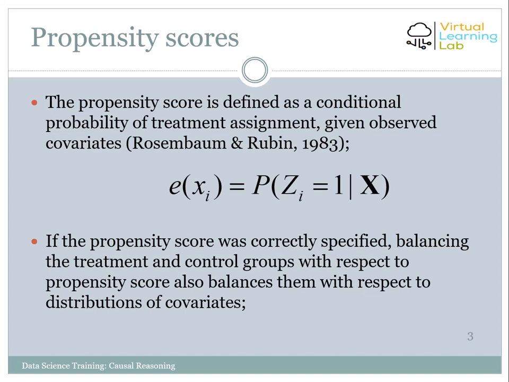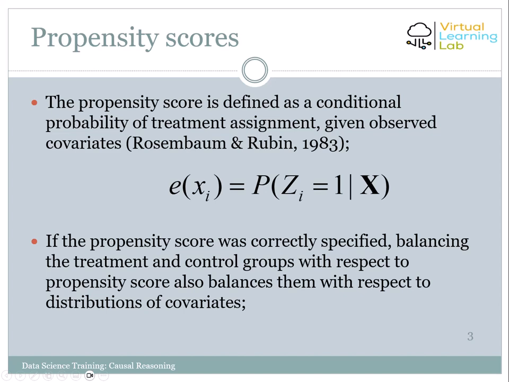The propensity score can be estimated with any method that can predict the probability of treatment assignment. So the propensity score is estimated with both parametric or non-parametric methods, including machine learning. It's very powerful because Rosenbaum and Rubin showed that if you balance the treatment and control groups with respect to propensity scores, you also achieve balance with respect to all covariates that were used to create the propensity score. So assuming the propensity score was estimated correctly.